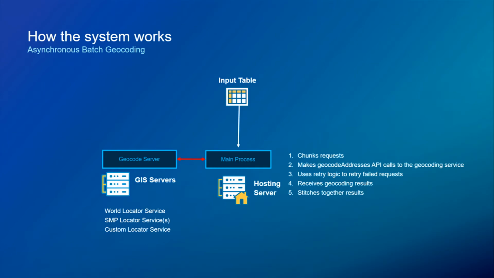The way the Geocode Addresses API works is that it accepts up to 1,000 records per request, input in a JSON format, and then outputs the same 1,000 records, and it would be up to you to chunk your table. So if you had more than 1,000 records, you needed to grab the first 1,000, serialize them into JSON, send them to the Geocode Addresses API, wait for the response, and then stitch the results back together. This system does all of that for you.